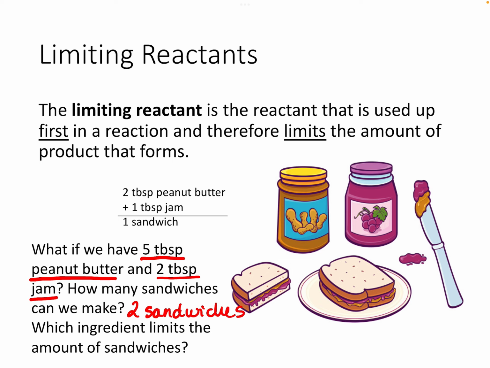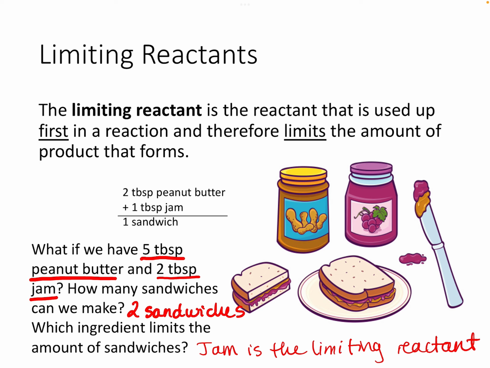So which ingredient ran out first? Or another way of asking that question, which ingredient limited the amount of sandwiches we could make? Well, in this case, the jam ran out first. We used all of the jam in our 2 sandwiches, so the jam is the limiting reactant. And then the peanut butter, we did have 1 tablespoon left over of the peanut butter.